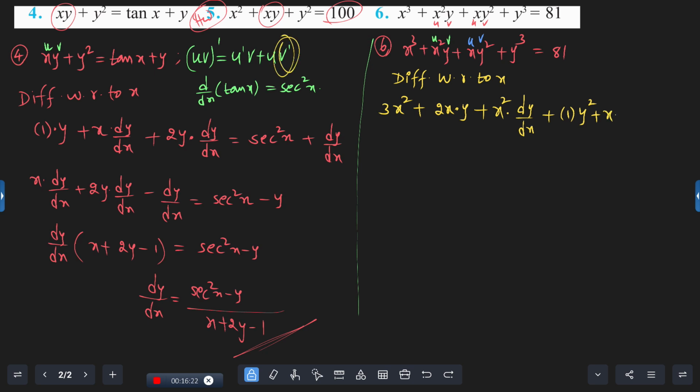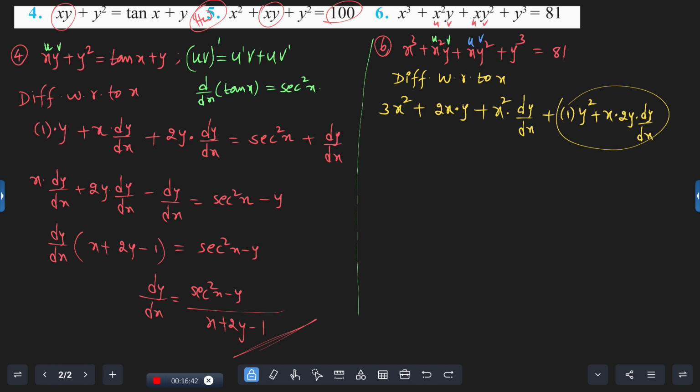Now what is the v here? v is y square. Y square when you differentiate, what? 2 times y into y derivative, dy divided by dx. And this is the full derivative of x y square. I used the uv formula. Kindly listen to what I am teaching.